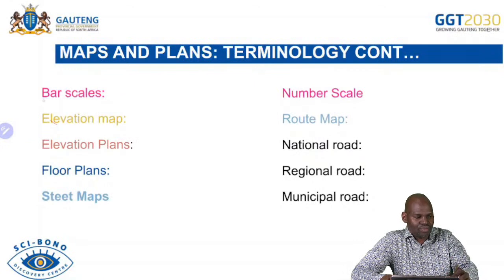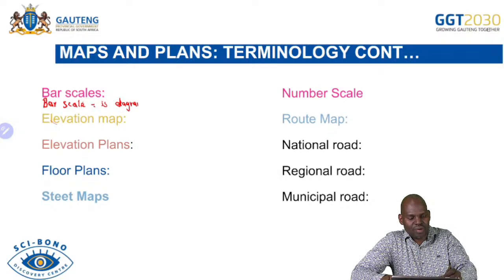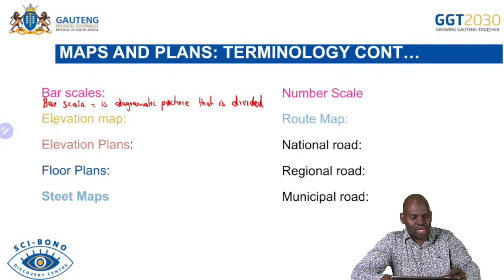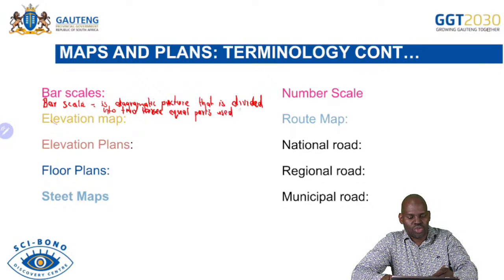Now, a bar scale is a diagrammatic picture that is divided into two or three equal parts, and is used to measure a map or plan.